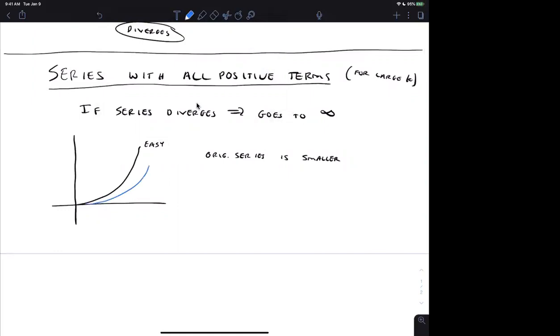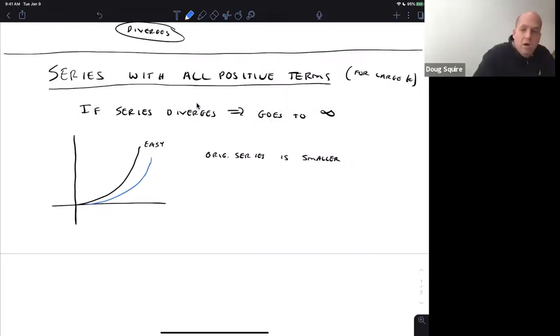No. Well, if it's smaller, I could make it go to infinity. It just goes to infinity slower. Does that make sense? Could I make it converge by doing that? Sure, I could make it go up and then converge like that. So if the original series, the harder series that we're going to be talking about, is smaller than one that's divergent, that's not helpful because it could converge or it could diverge.